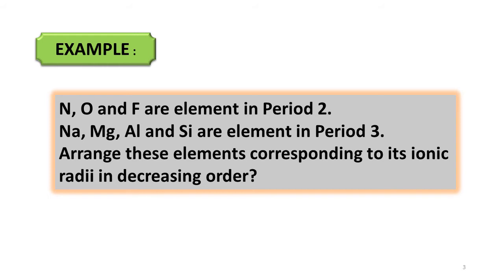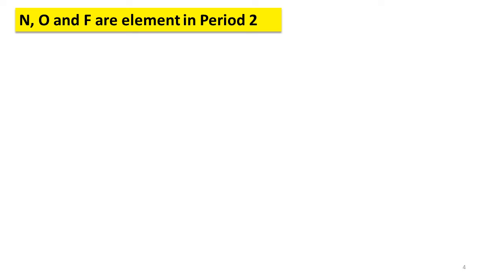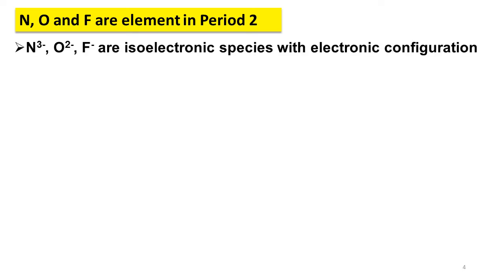Example: nitrogen, oxygen, and fluorine are elements in period 2. Sodium, magnesium, aluminium, and silicon are elements in period 3. Arrange these elements corresponding to their ionic radii in decreasing order. Nitrogen, oxygen and fluorine are elements in period 2. Nitride ion, oxide ion, fluoride ion are isoelectronic species, which contain 10 electrons with electronic configuration 1s2 2s2 2p6.